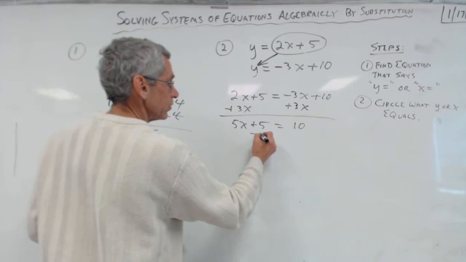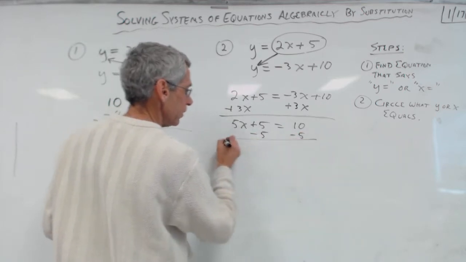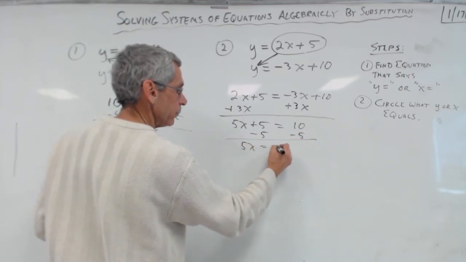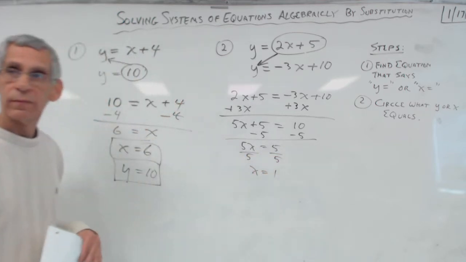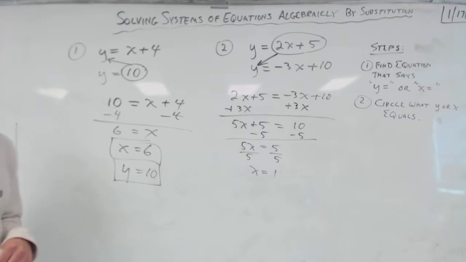All right. And then I'm going to subtract 5. Subtract 5. I have 5x is equal to 5. Divide by 5. Divide by 5. X is equal to 1, right? Am I right? Am I done?